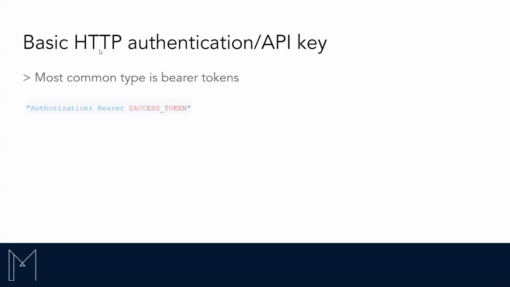So, the most basic HTTP authentication: API key. The most basic type of authentication you'll probably see is bearer tokens, where you have an authentication header, and in the value you put Bearer and then the access token.